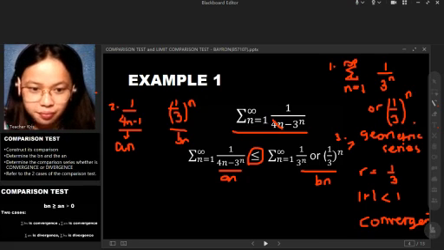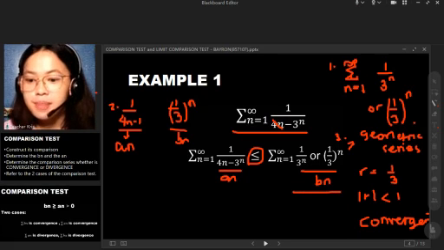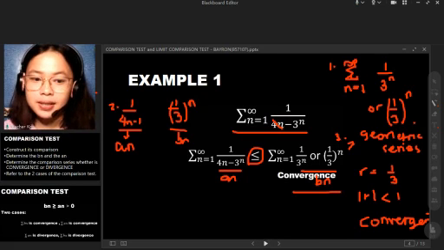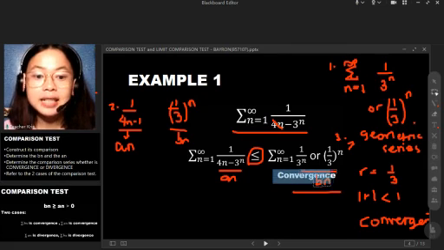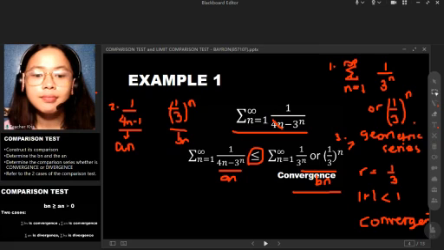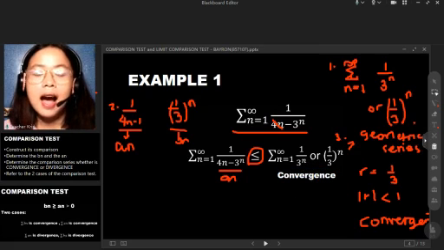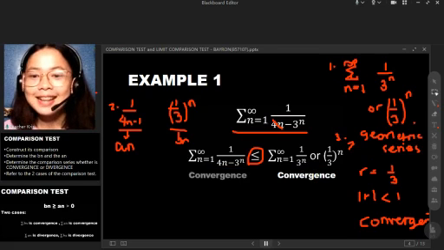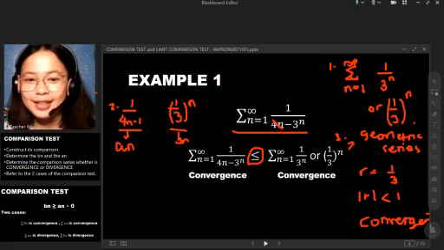So, if we're going to refer to the two cases, now let's have here: if the series of the big sequence is convergent, then the series of the small sequence is convergent also. So both series are convergent according to the comparison test, or according to the two cases coming from the comparison test.